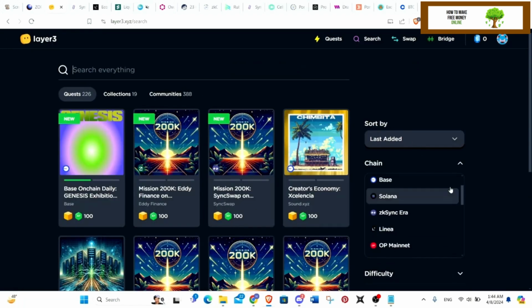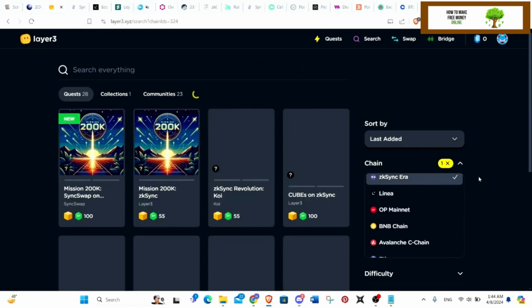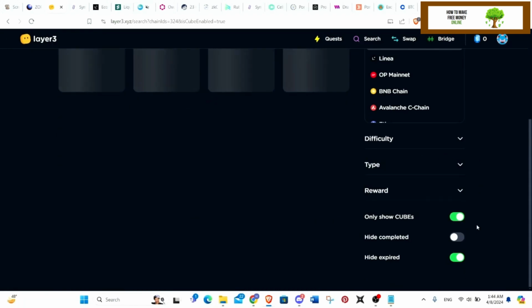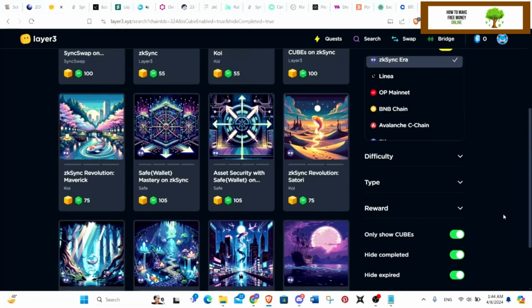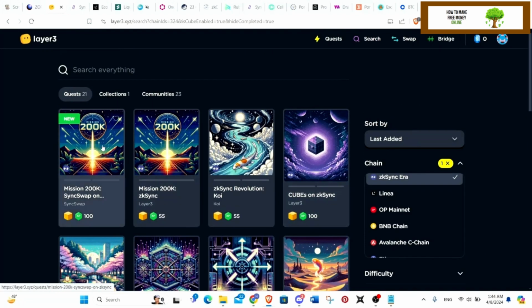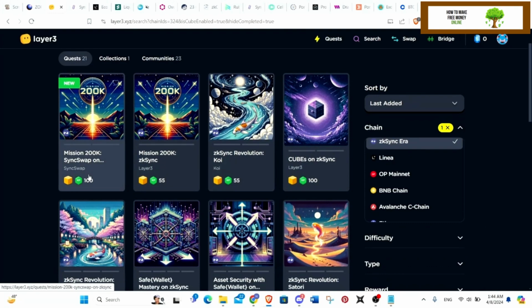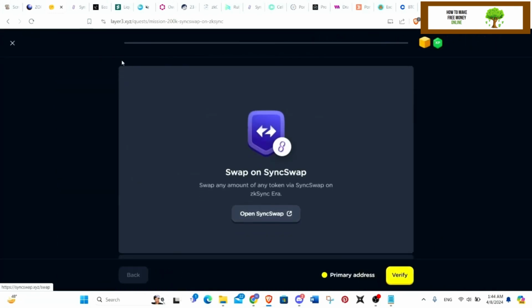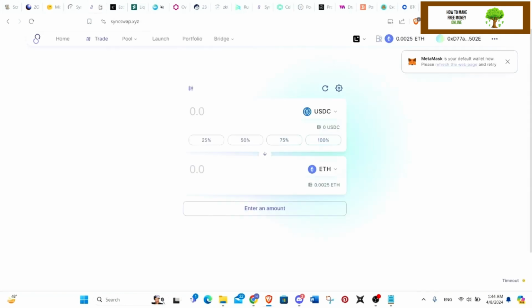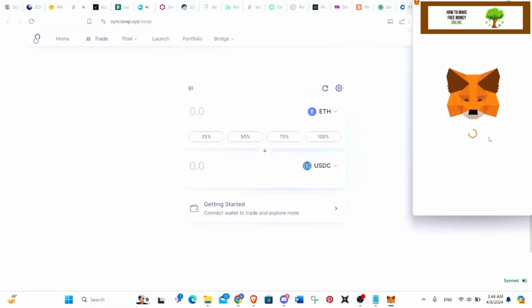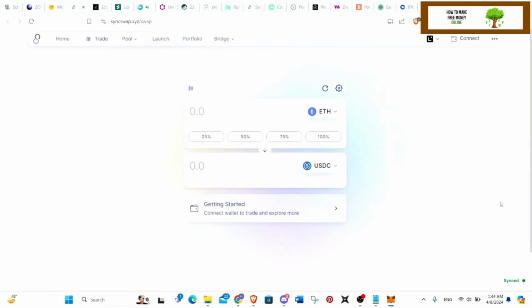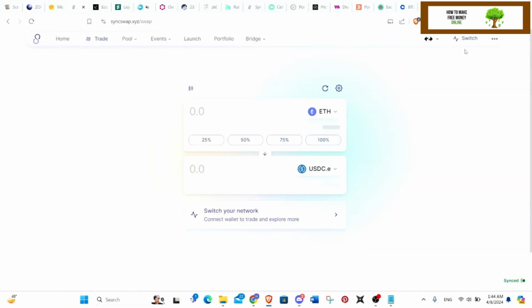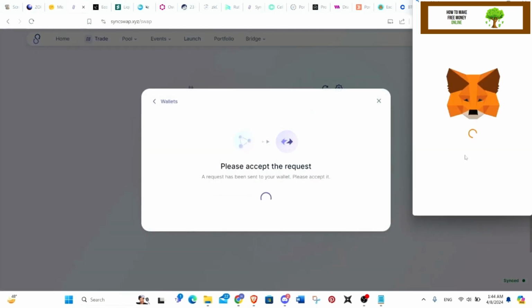Now we did a couple on LINEA. Let's have our first stuff on ZK Sync. I never did that. So complete, hide complete. I didn't complete any here. So let's see, mission two, I want SyncSwap. Yeah, SyncSwap is gonna be cool. Begin. Open SyncSwap, I have it already, but let's open it again. That's totally fine with me. Let's change it to ZK Sync. Switch, nope. Switch to ZK Sync, switch networks.